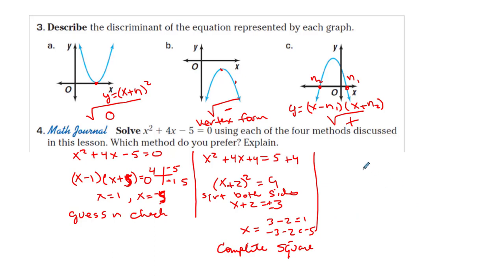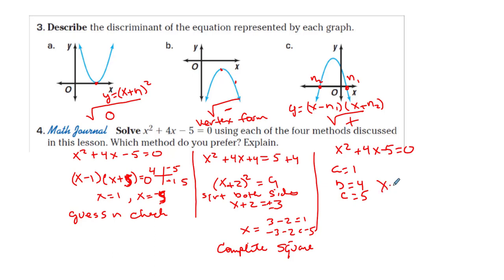Now, quadratic formula. We got our x squared plus 4x minus 5 equals 0. What we want to do now is find the a and the b and the c. So the a is a 1. There's no number there. It's a 1. The b is a 4. And the c is a 5.